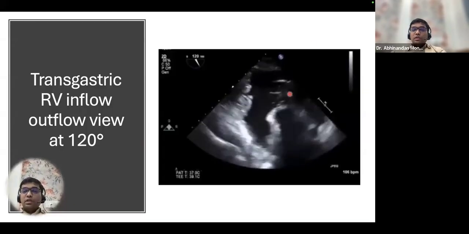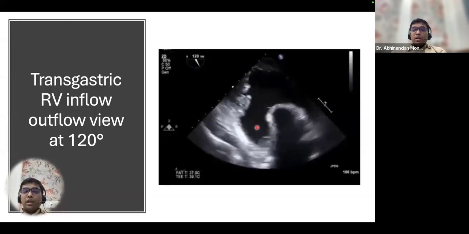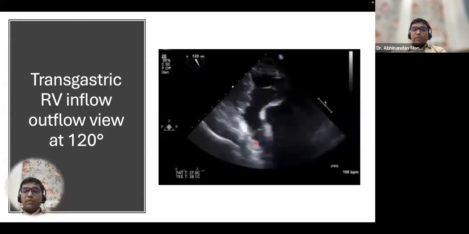Here you can see this is your right atrium, this is your tricuspid valve, this is your RV, and this is your RVOT. This is the pulmonary valve, this is the pulmonary artery.